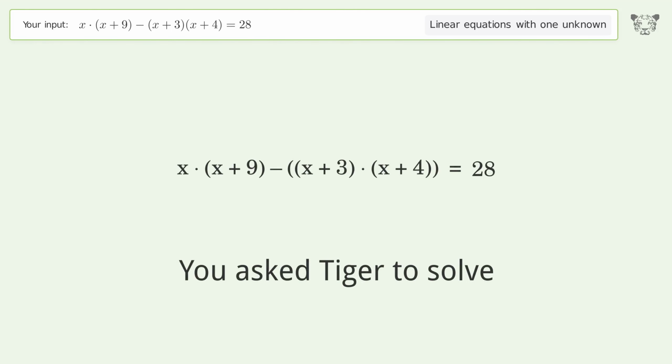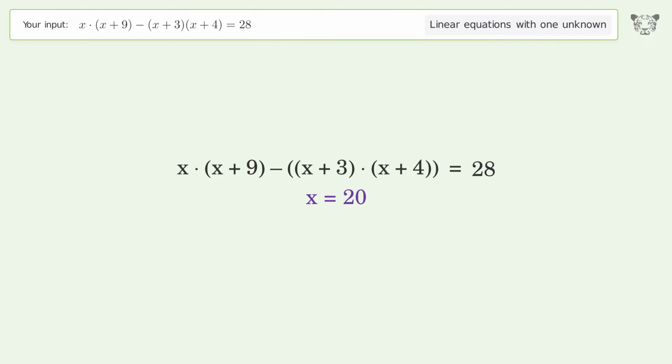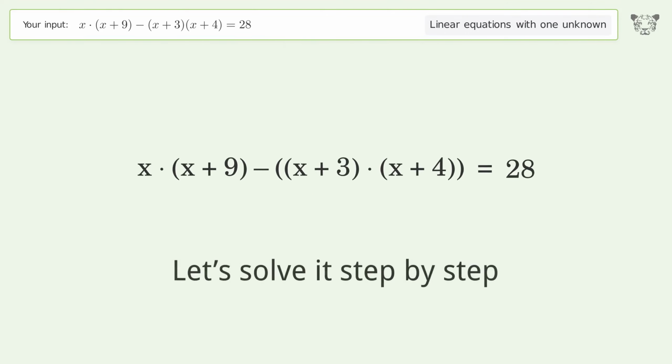You ask Tiger to solve. This deals with linear equations with one unknown. The final result is x equals 20. Let's solve it step by step.